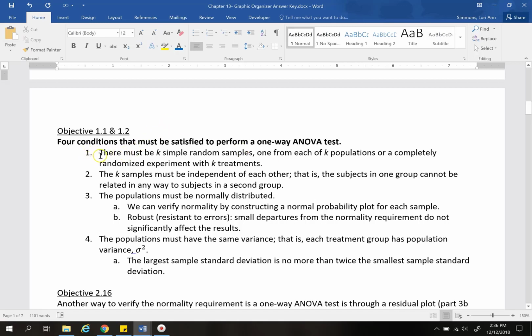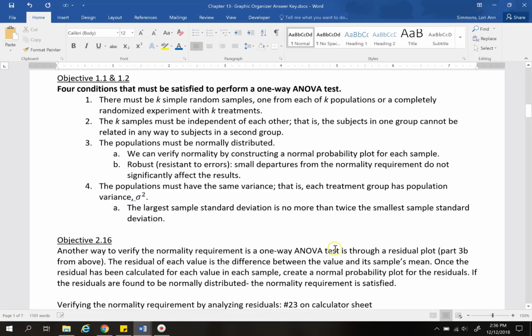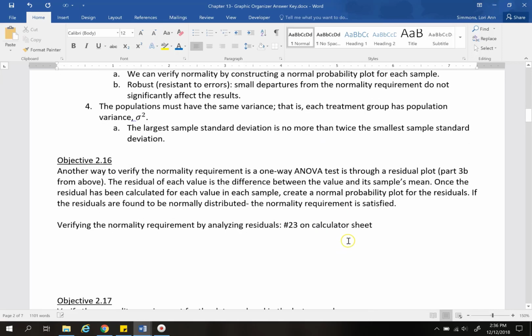So to sum this up, 1, they must be random. 2, independent. 3, normal. And then 4, the largest sample standard deviation is no more than twice the smallest sample standard deviation.